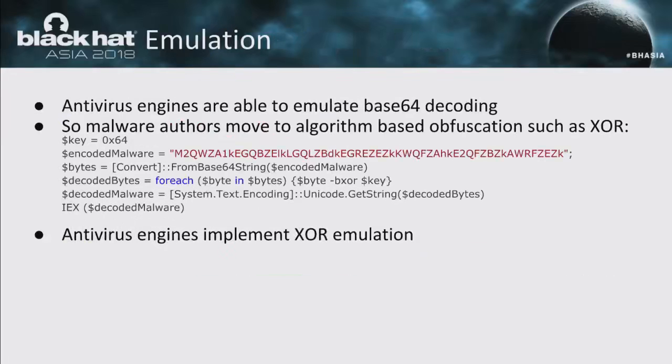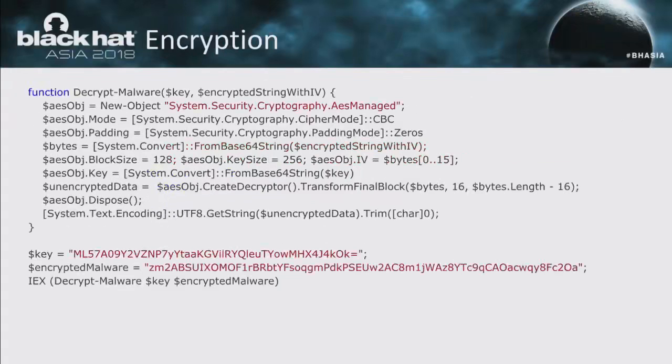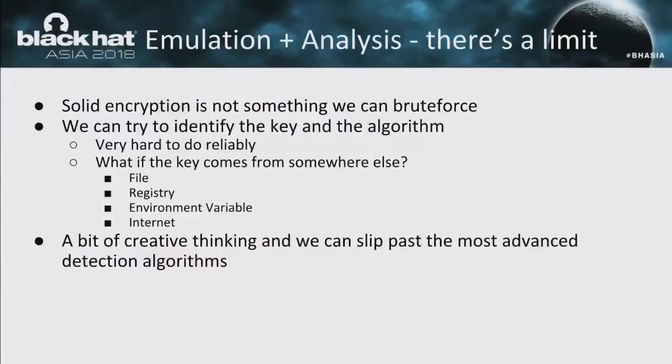And then malware authors begin to use things like XOR-based encoding. So antiviruses implement an emulation for that. Until finally, malware authors realized you could just run an encryption algorithm, because PowerShell gives you access to all types of encryption libraries that are available to .NET. So you could simply use AES encryption, and you're able to execute whatever you want. And for the antivirus, this would be very hard to brute force, probably impossible.